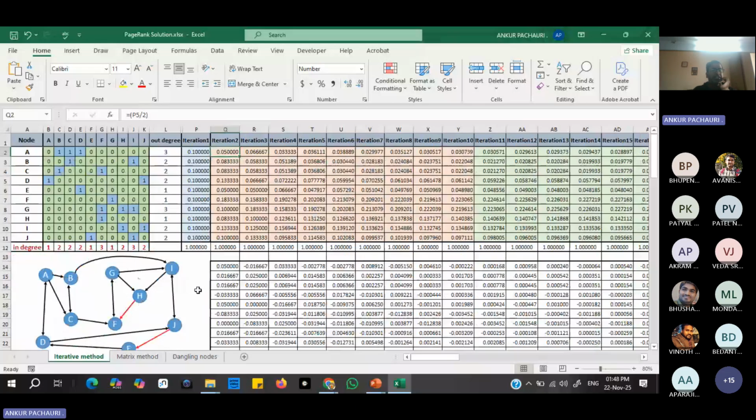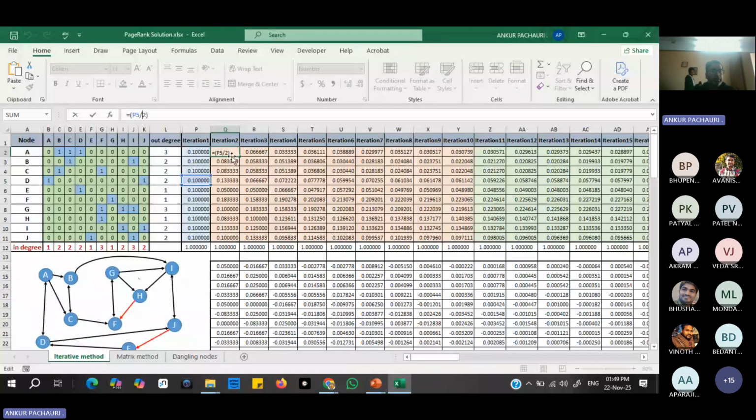So that means A receives its page rank from D, which is P5. And how much part of D? Half of it. One of the out neighbors of D is A, and one of the other out neighbors of D is J. So A receives its page rank from D, half of D.